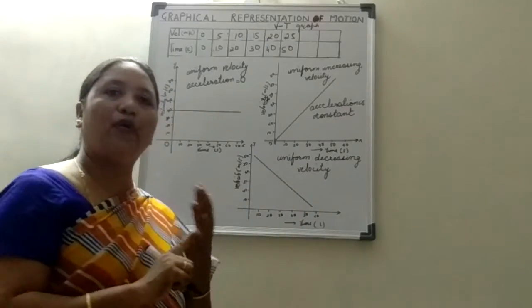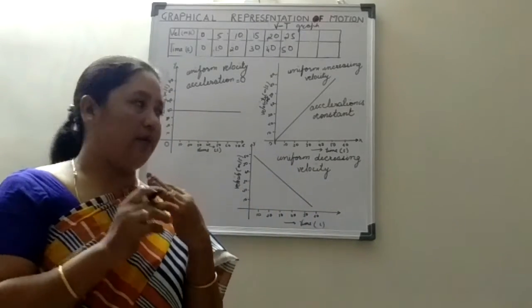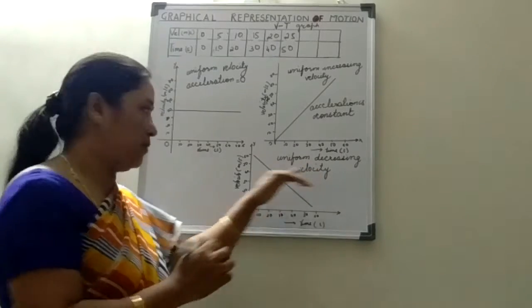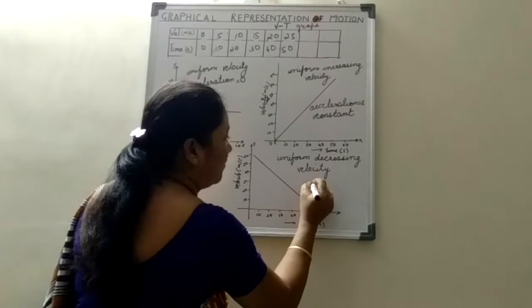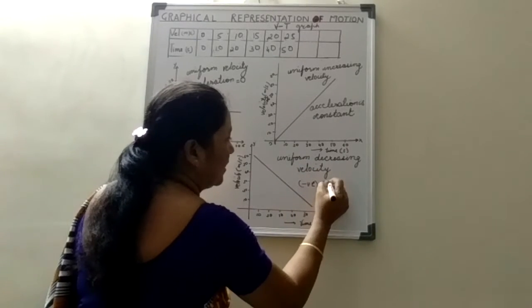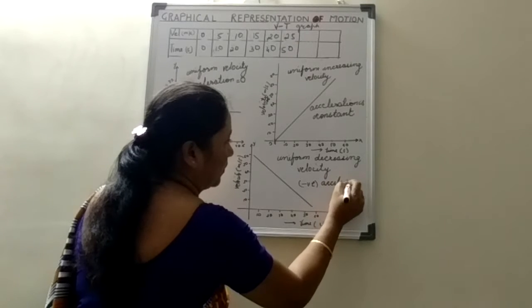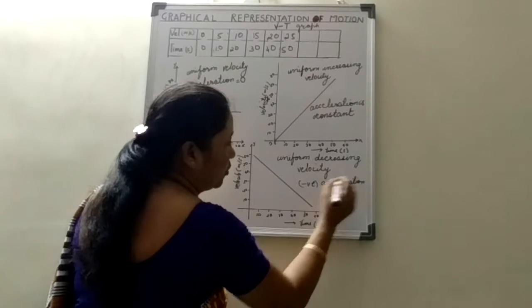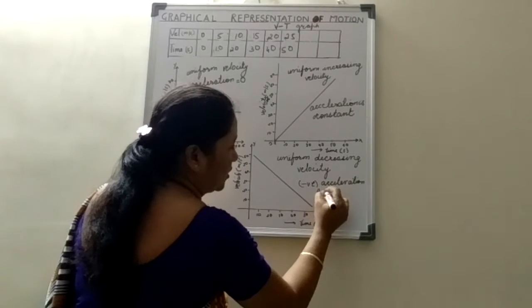When there is uniformly decreasing velocity, a new term comes, that is negative acceleration. The new term is retardation.